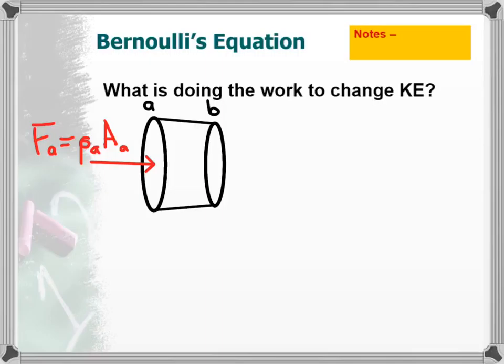Now, likewise, there is all the fluid on this side pushing in the opposite direction with a force FB, but that force is different because the pressure is different and the area is different. So if this area is not equal to that area, then there's a net force. And if there's a net force and this fluid is moving, then there has to be some work done.